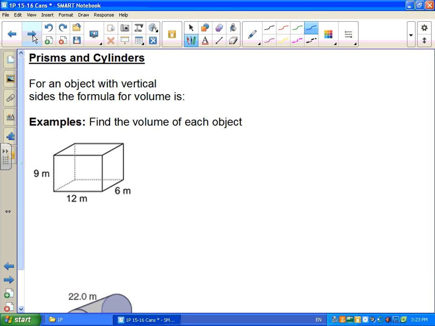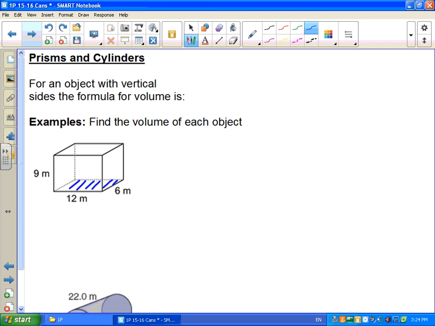Another shape might be prisms and cylinders. Now, prisms and cylinders have something in common. They both have some sort of shape as their base. This is a picture of a prism right here. So we've got a base down here at the bottom. In this case, our base is a rectangle. And it has sides that go up vertically, okay, straight up and down.